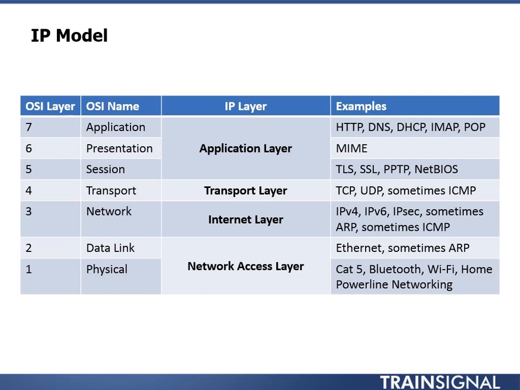And you need to memorize those numbers. So you need to be able to say layer 3 and know that you're referring to the network layer. And if you hear somebody say, oh, it's a layer 7 protocol, you'll know that it's a top-level application layer protocol. So memorize those OSI layers and names.